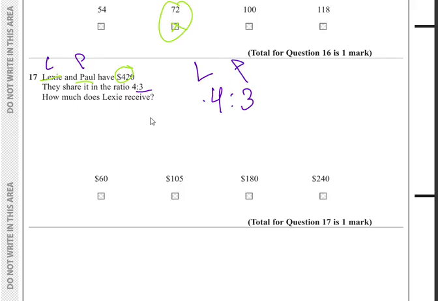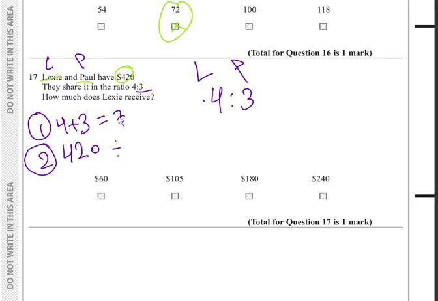All right. So first thing first, guys, we add the ratio. So 4 plus 3, which is 7. That's step 1. Step 2, we divide. So take the whole number here, which is 420, and divide it by the number you added, which is 7.